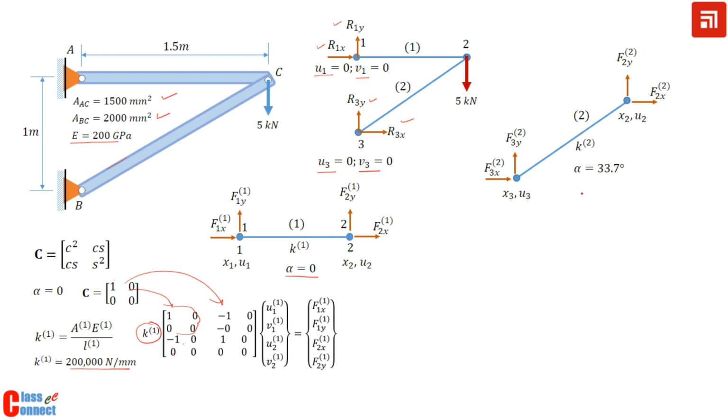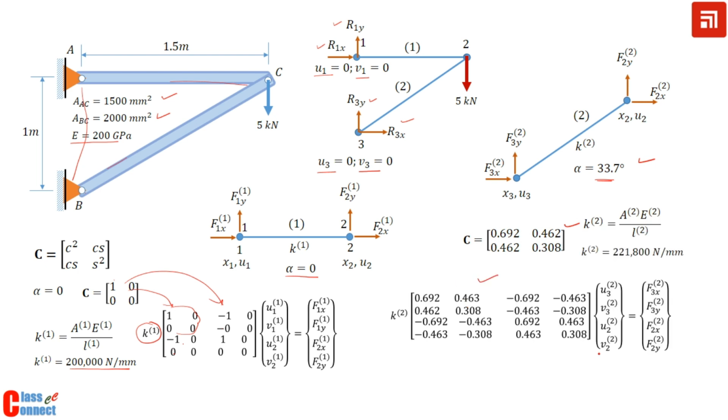Now we can mark the second element, this BC, and this is node number 3, this is node number 2. The alpha we can calculate using a simple right angle triangle of 1.5 meter height and 1 meter base, to get the value of alpha as 33.7 degrees. We can find out C, and then we can write down the element equation for this case. So the next step is to assemble these two element equations, modify for boundary conditions, and solve it.